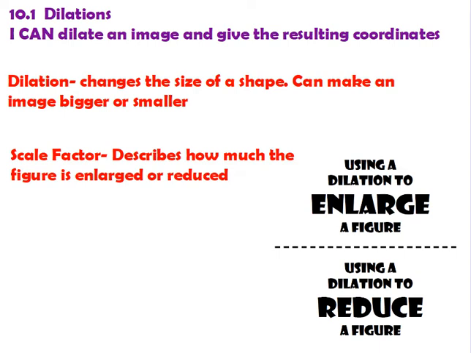So, first we need to figure out what a dilation is, and then we're going to learn how to actually apply a dilation. Okay, and it's actually very simple. So, first, a dilation is basically when you change the size of a shape. So you basically make an image bigger or smaller. When we make an image bigger, we call that an enlargement. We're enlarging it. And when we make an image smaller, we reduce the image, or a reduction.